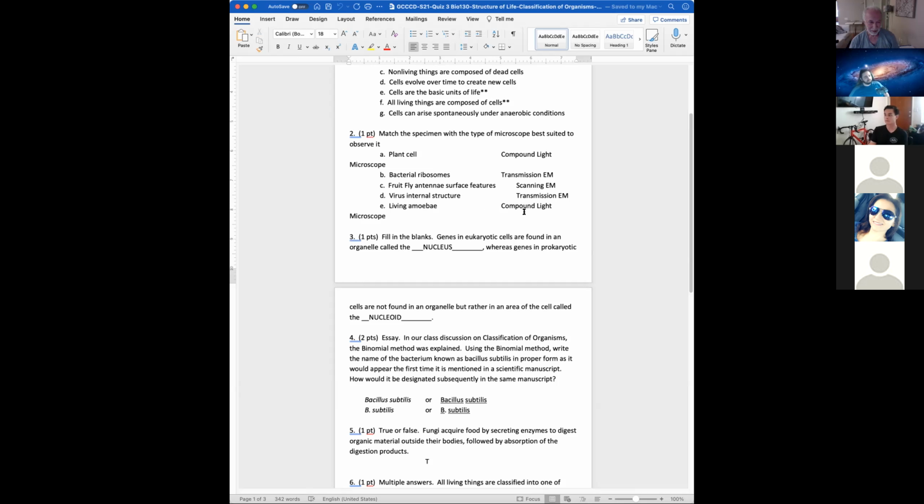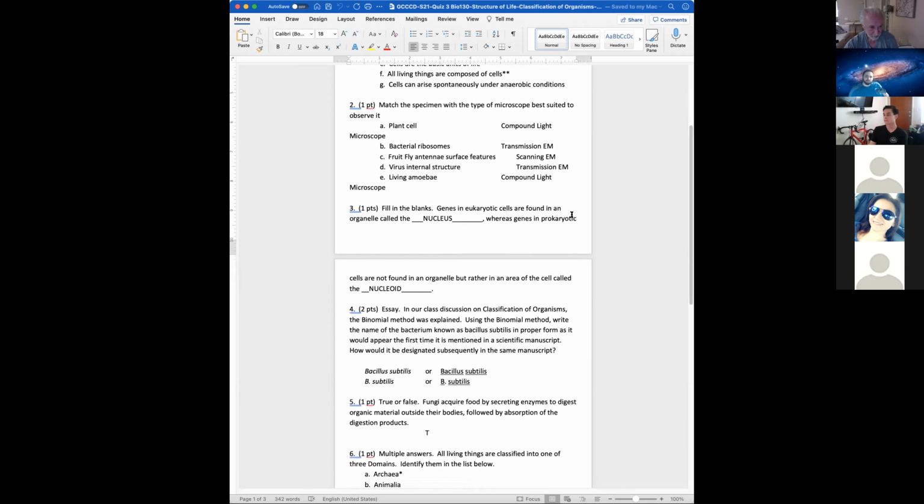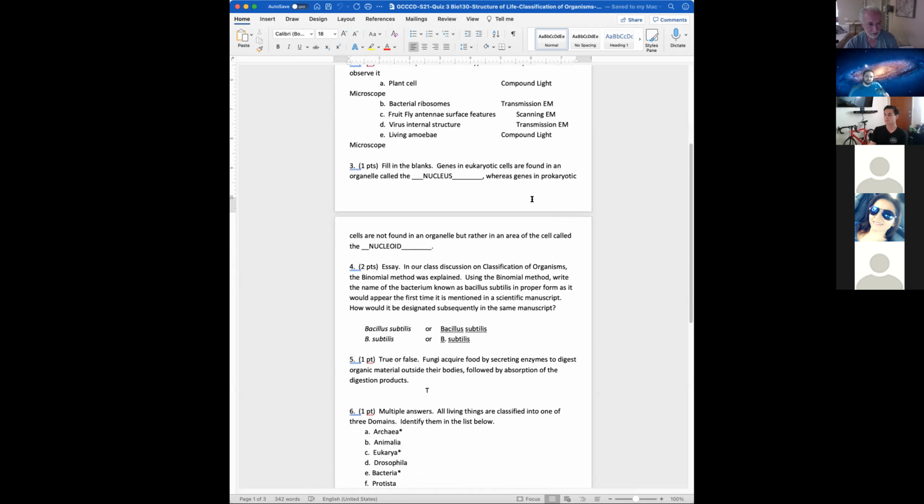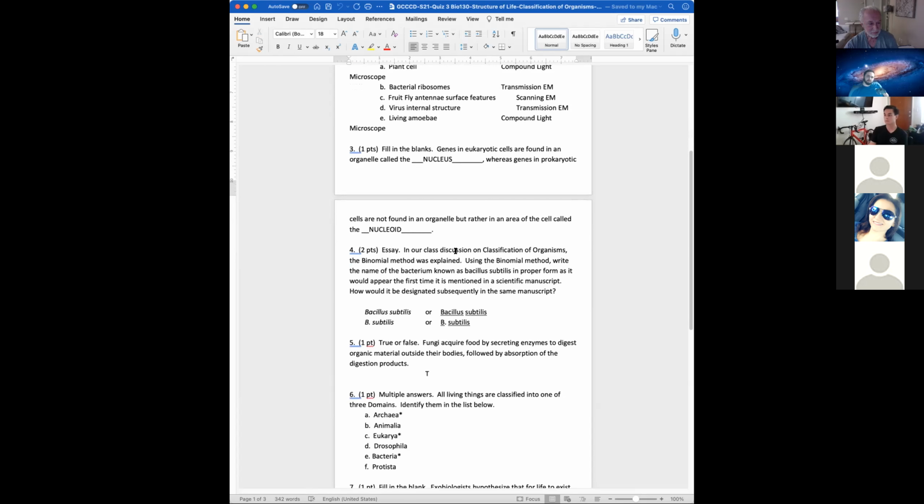And that is a significant distinction because with any kind of electron microscopy, you can't look at living specimens. You have to kill them and fix them in some way in order to look at them with an electron microscope. Whereas with a compound scope, you can look at living materials. Fill in the blanks. Genes in eukaryotic cells can be found in an organelle called the nucleus. In prokaryotic cells, genes are in the nucleoid.